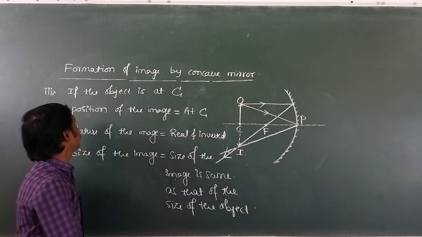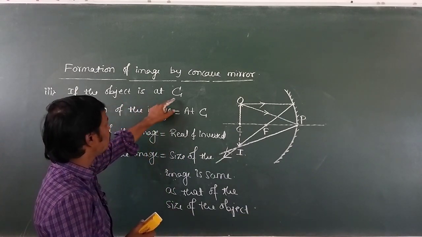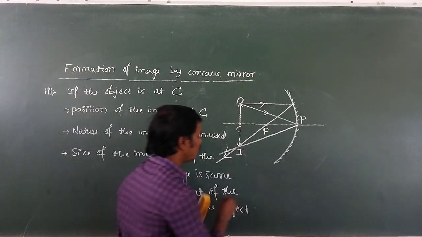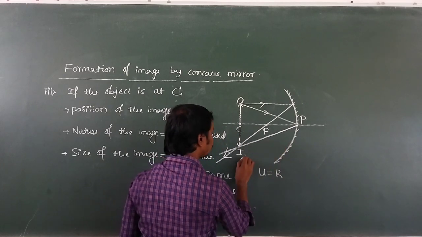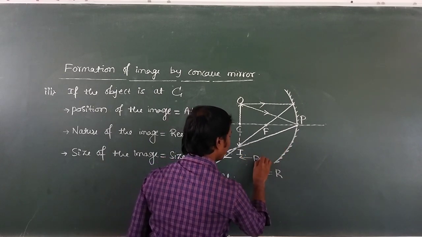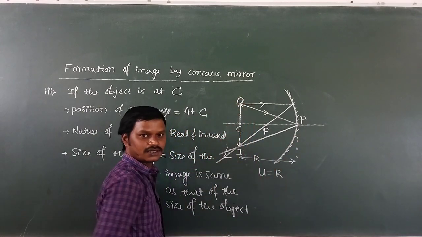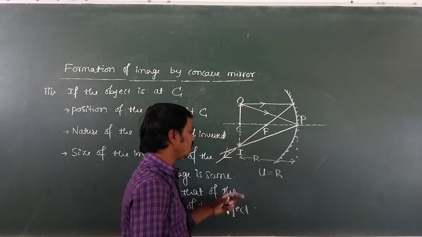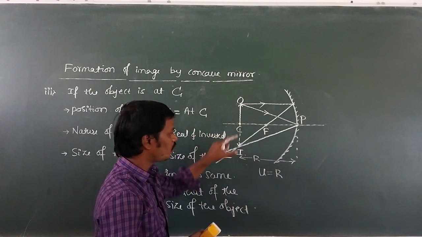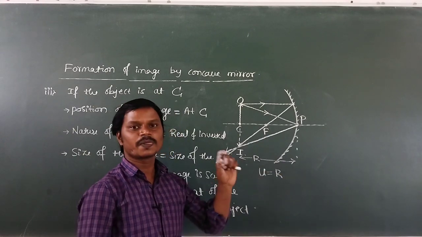Okay, this is about the third case. What is the third case here? If the object is placed at the center of curvature, means here the object distance is equal to the radius of curvature. This is the radius of curvature, and the distance of the object from the pole is called object distance. Object distance is equal to radius of curvature. Then where is its image formed? Again it is formed at the center of curvature, means again it is formed at the radius of curvature.